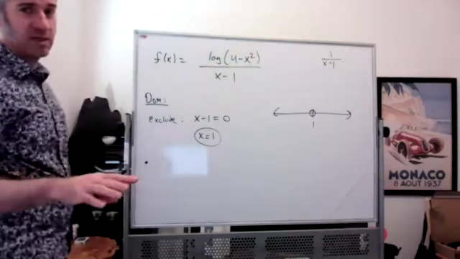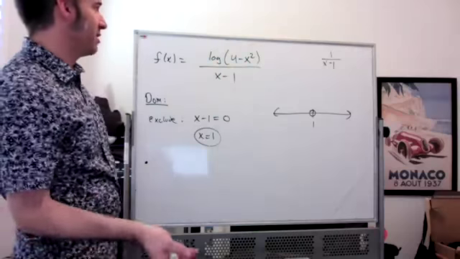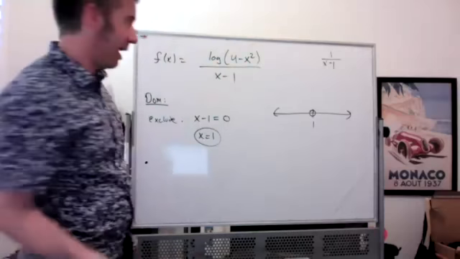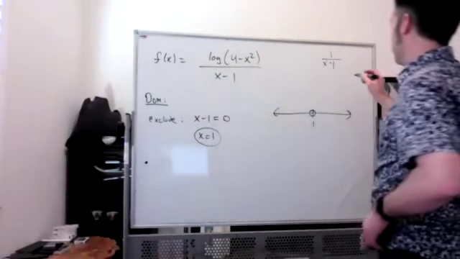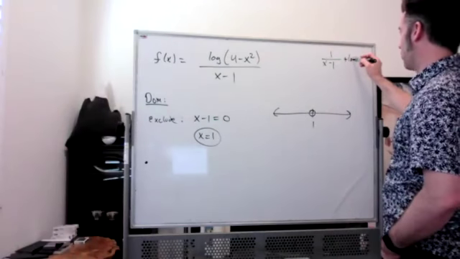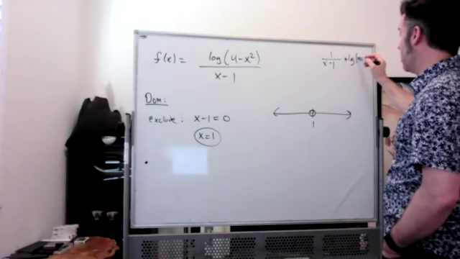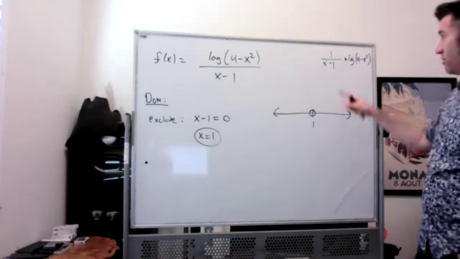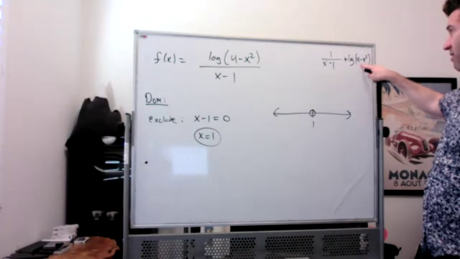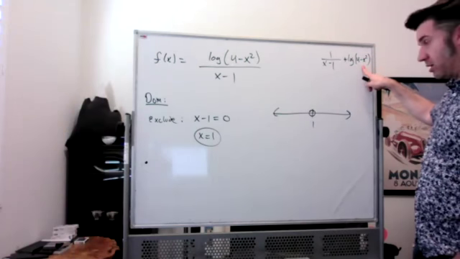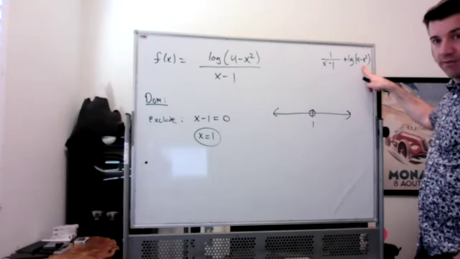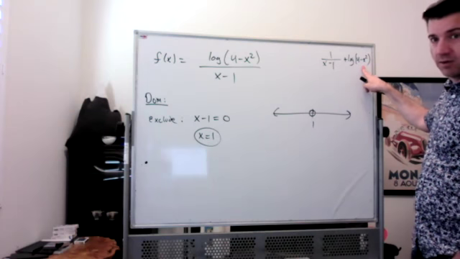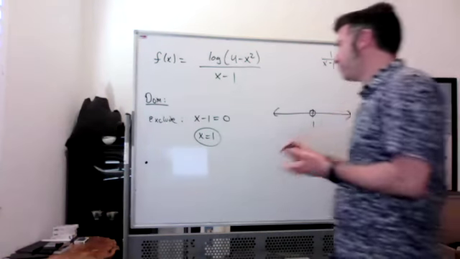So it's not specifically that it's in the numerator. It could just as easily be somewhere else. I could have said the function was 1 over x minus 1 plus log base 10 of 4 minus x squared. And this would have the same problems. I still can't have x equal to 1, and I still have to have the insides of the logarithm be positive, not 0.